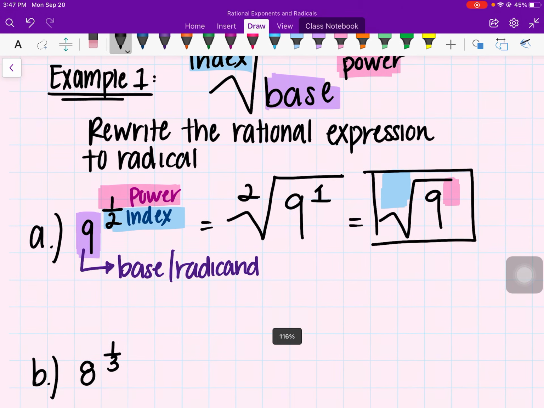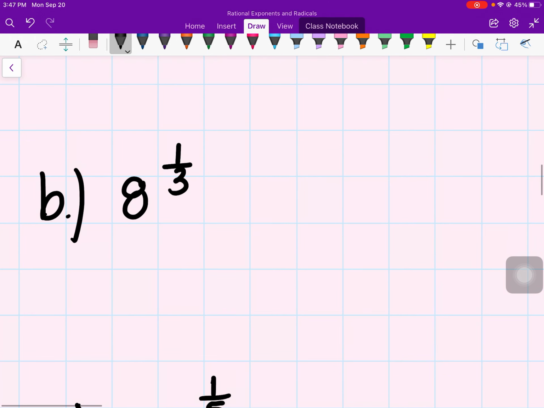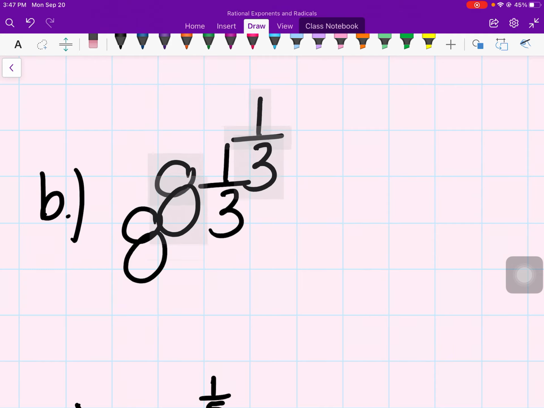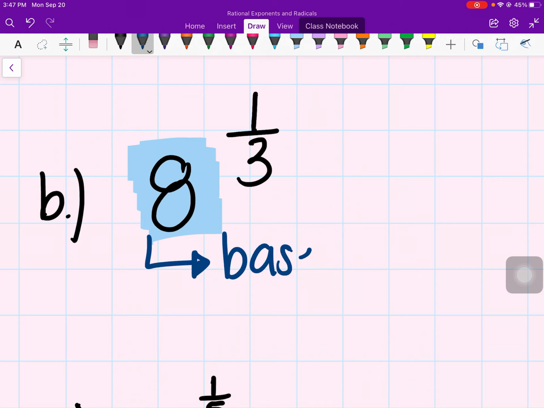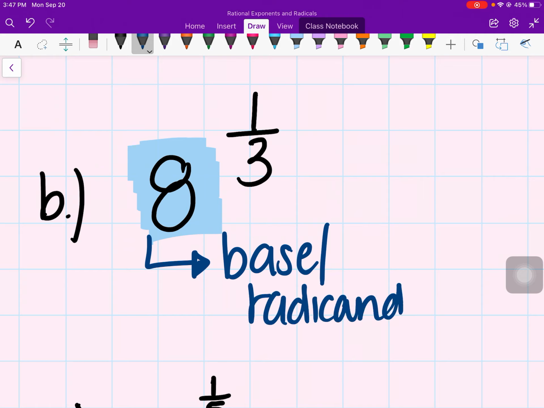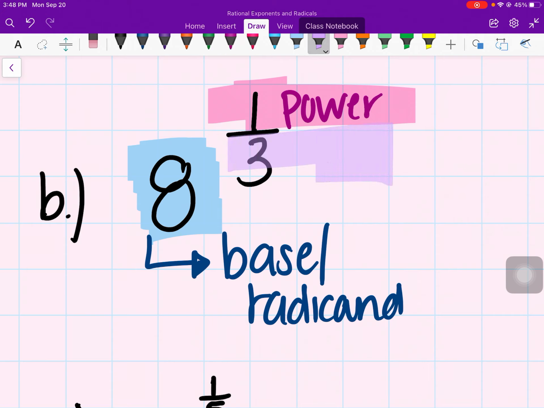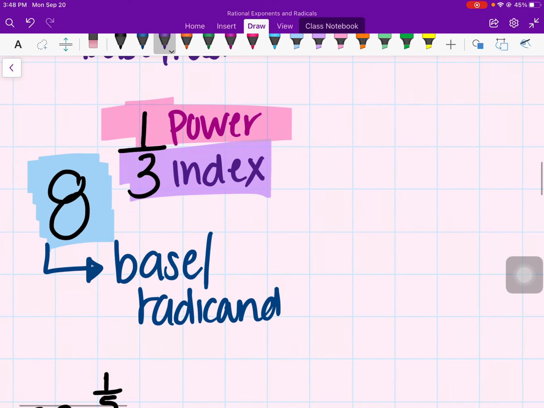All right. Let's go ahead and move on to this next one here. And once again, it's the same idea. I want to go ahead and label my base, power, and index. So let's get started. So this here, once again, that is my base, or the radicand. And in this case, this one would be known as a power. And then this here is our index. So let's go ahead and rewrite this.